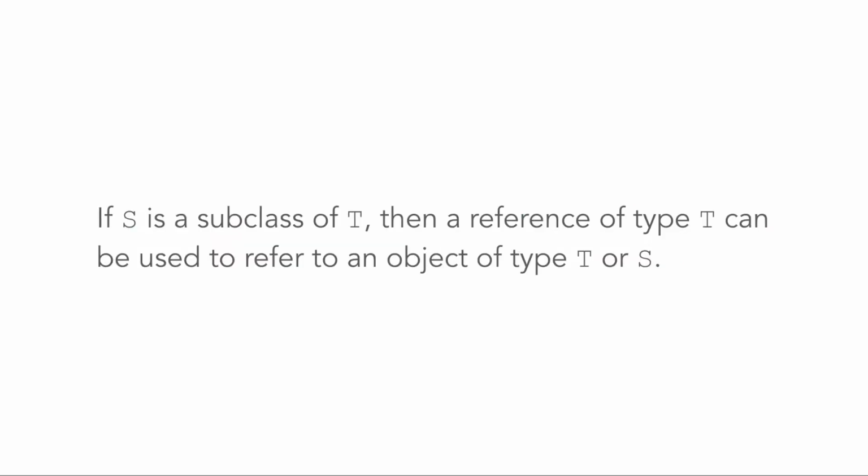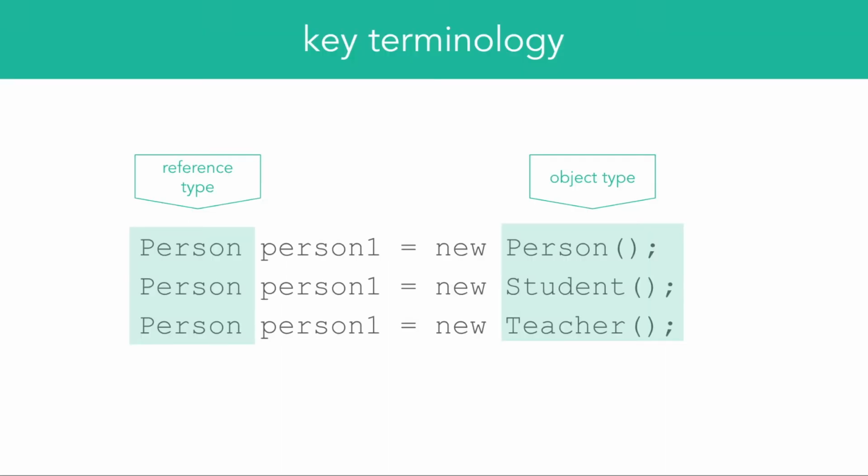If S is a subclass of T, then a reference of type T can be used to refer to an object of type T or S. What does that mean? Declaring a variable using the superclass reference type allows us to create the object using either the superclass or any of the subclasses for that superclass.